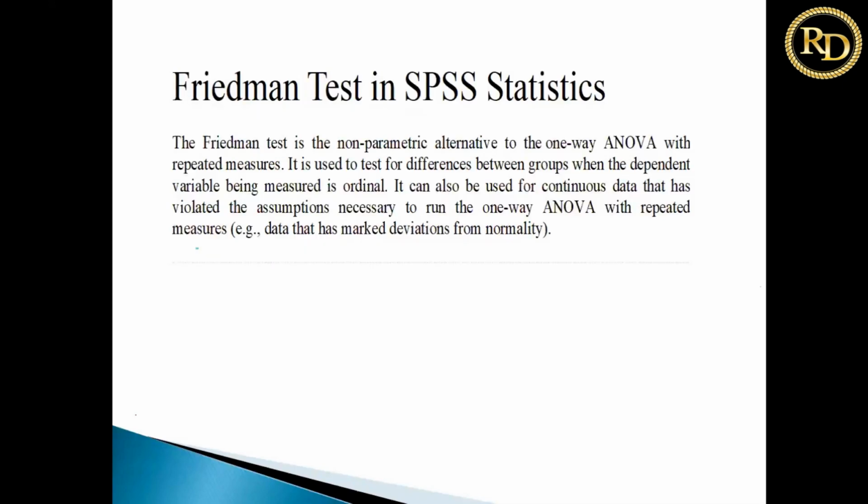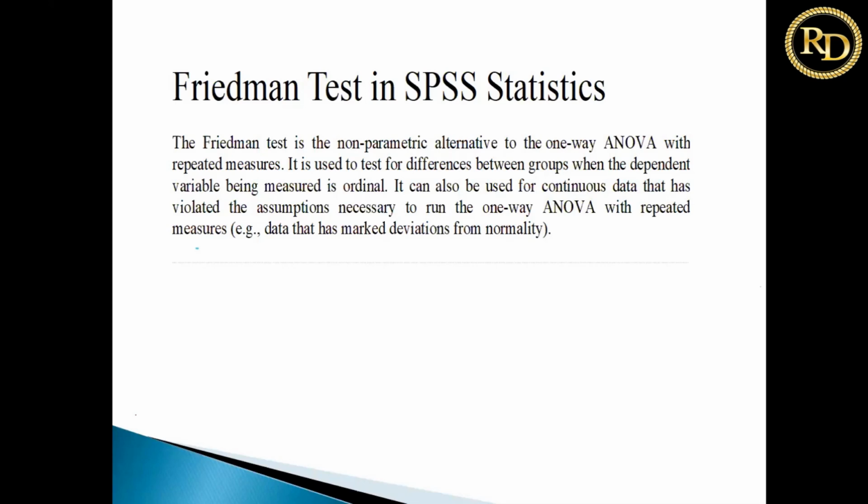Now, how to perform the Friedman test, equivalent to the repeated measure ANOVA, in SPSS? The Friedman test is a non-parametric alternative to the one-way ANOVA with repeated measures. It is used to test the differences between groups when the dependent variable is measured on an ordinal scale, where rank matters. It can also be used for continuous data that has violated the assumptions necessary for the one-way ANOVA test.